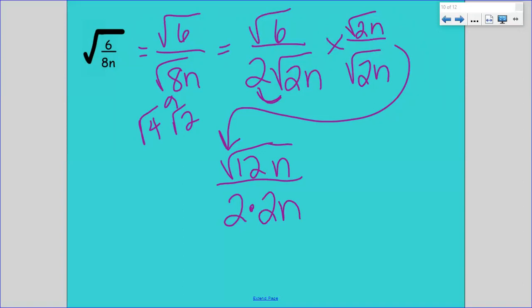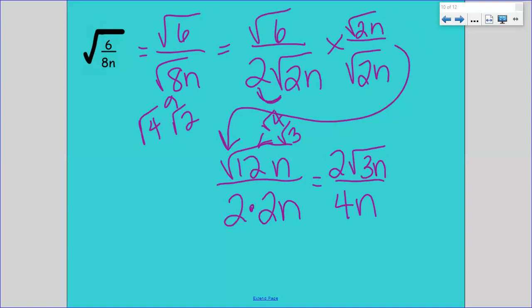All right, now I have rationalized the denominator. Awesome. But I'm still not finished because I can still reduce and simplify here. So at the bottom, 2 times 2n is 4n. Okay, no problem. Now, let's simplify this radical up here. So the square root of 12, what perfect square can I pull out of that? Well, the square root of 4 and the square root of 3. Awesome. So the square root of 4 is 2, so the 2 comes out. The n cannot come out, and neither can the 3, so the square root of 3n.